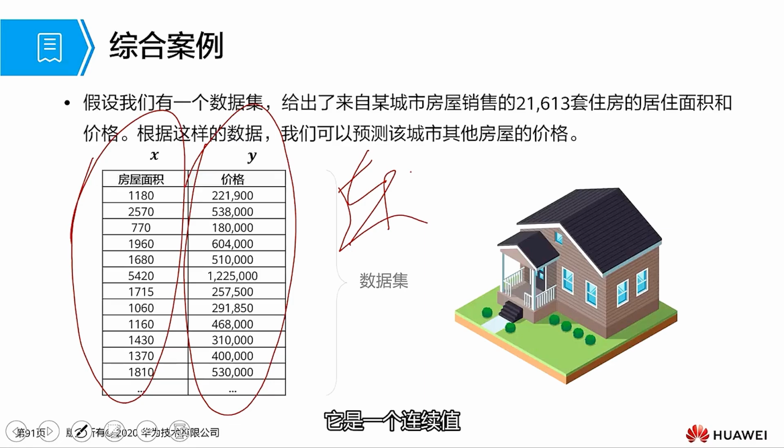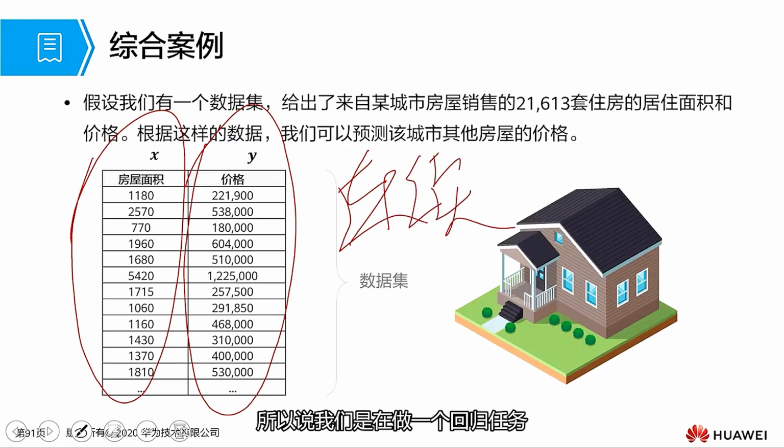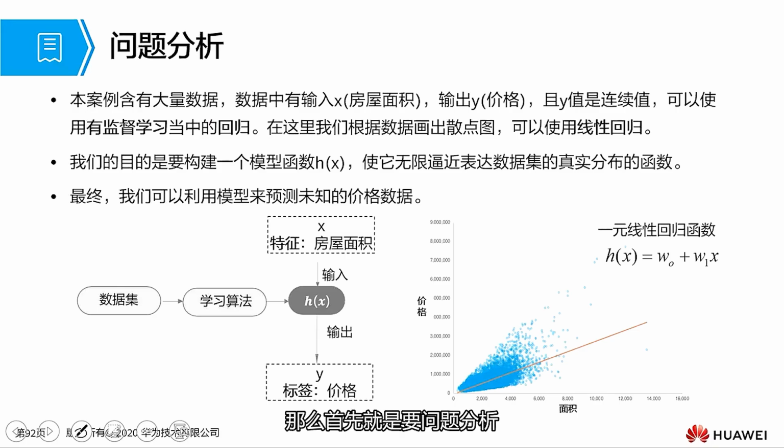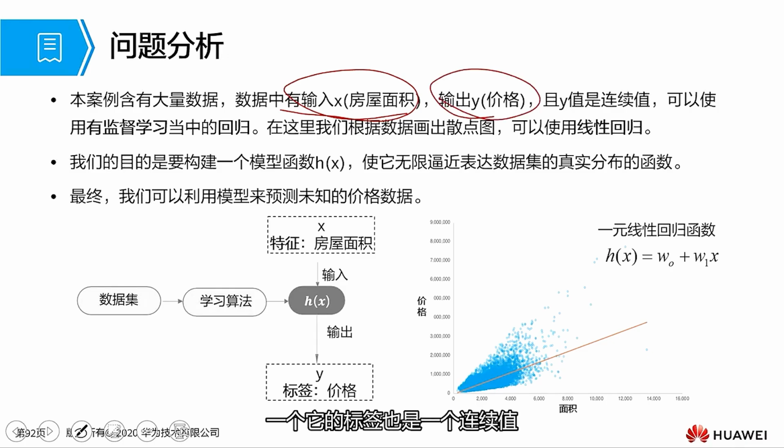Let's take a look. Facing such a case, we use the area of the house to predict the price of the house. What should we do? First of all, we need to analyze the problem. The amount of data in this case is very large, over 20,000 data. So there is one-dimensional feature. Its tag is also a continuous value. At this time we can use regression, because it is a prediction of a continuous value, so we use regression algorithms to solve this problem. Here we used a simple regression algorithm. It is the linear regression algorithm.